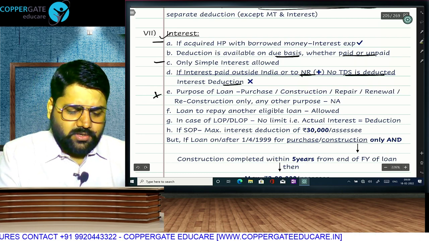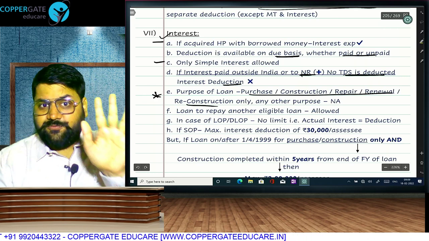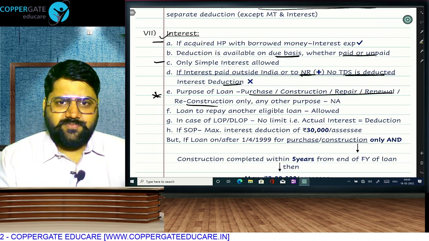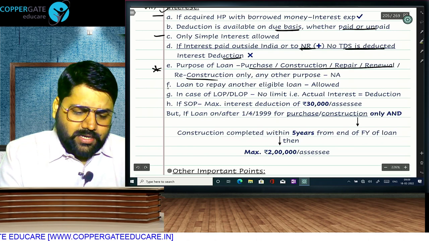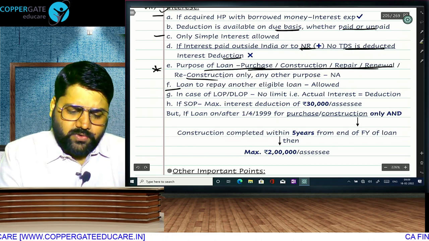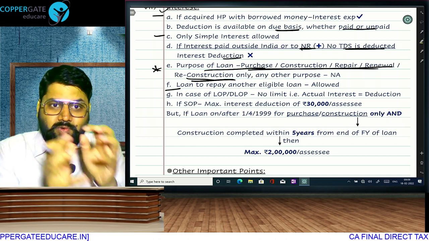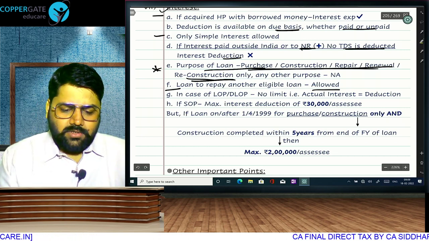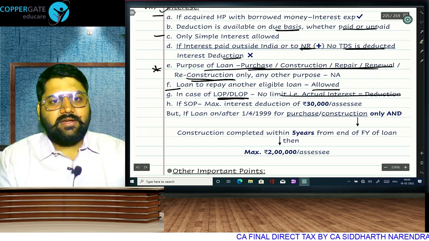Very important point, the loan should be taken for purchase, construction, repair, renewal, reconstruction. Only 5 purposes allowed, only 5 purposes. The usage of loan money should be for these 5 purposes, otherwise your interest will be fully disallowed. If you take a loan to repay this loan, so you take a loan for these allowed purposes, then you want to change your bank, so you take another loan and you repay this loan, that second interest will also be allowed.